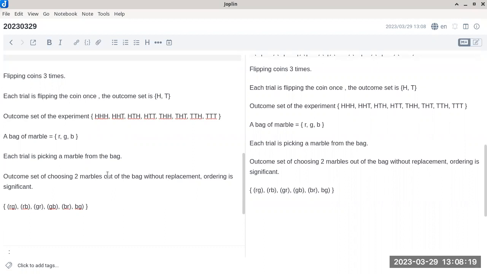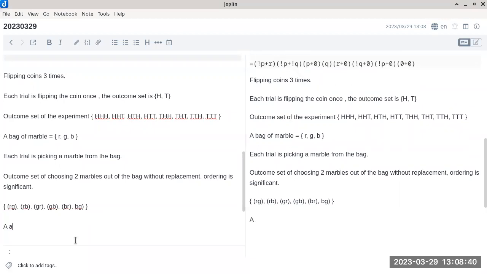So once again, where's my cursor? My cursor disappeared. Oh, it's because I typed colon. There we go. All right.